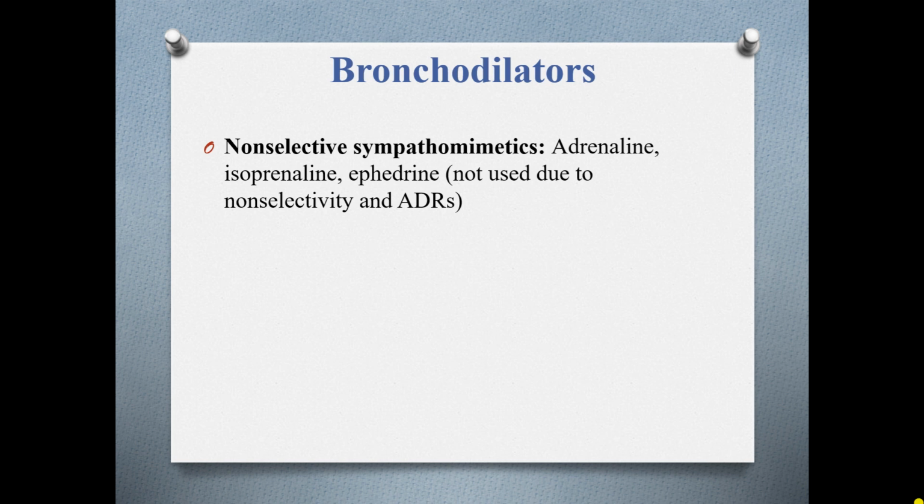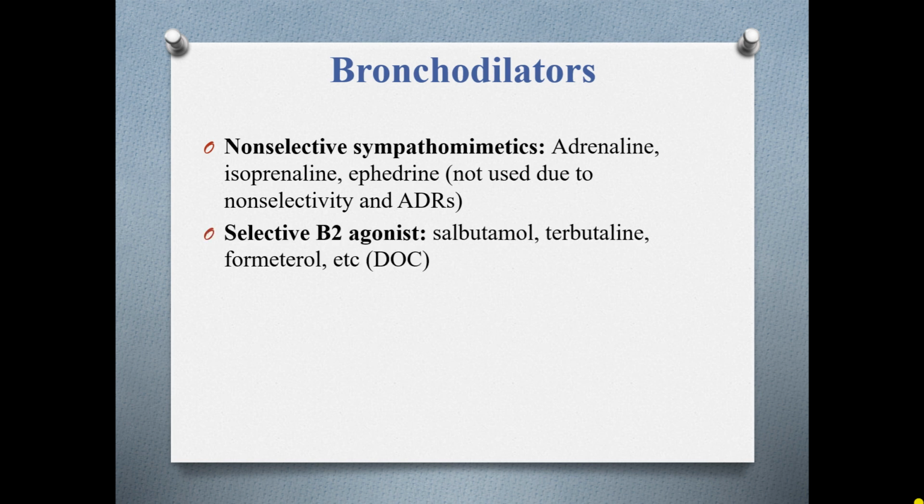You have learnt in the ANS that adrenaline causes bronchodilation. All sympathomimetic drugs can produce bronchodilation. Non-selective sympathomimetic drugs are adrenaline, isoprenaline, ephedrine. They can produce bronchodilation, but they are not used for the treatment of bronchial asthma because the action is non-selective. Adrenaline will not act only on the respiratory tree, it will act on the heart and other organs, which will produce side effects. That is why they are not used for the treatment of bronchial asthma.